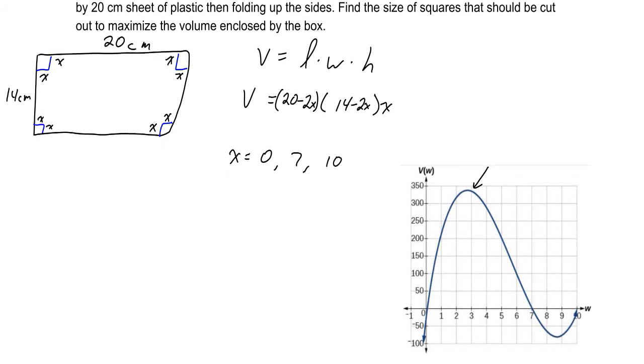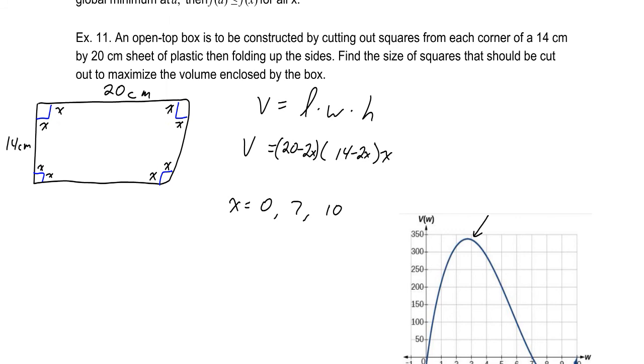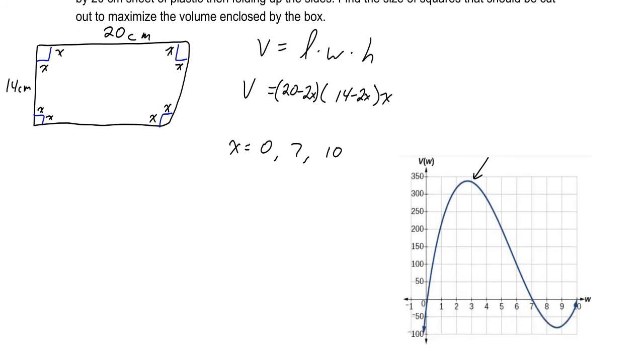Having anything bigger than 7 doesn't make any sense, because then you actually have a negative volume. That's because if this x is bigger than 7, then this side doesn't exist. If it's bigger than 10, this side doesn't exist. So our maximum is going to be at that point. Now, based on technology, I find that the maximum point is approximately 2.7, 339. That is the point.